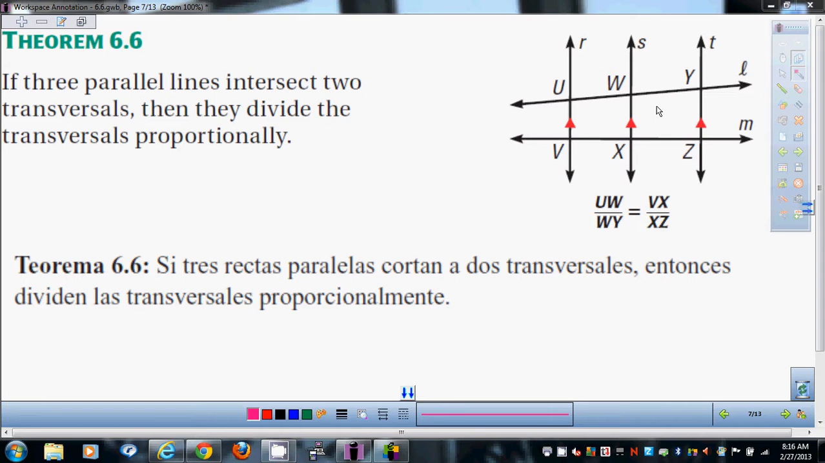So once again, even though there is no converse to this theorem, if they were to give you every piece, what do you think they'll be asking you to find? Yeah, are they proportional, and therefore are the lines what? Parallel. Yeah. If they give you every piece, you're just looking to see if they're parallel.